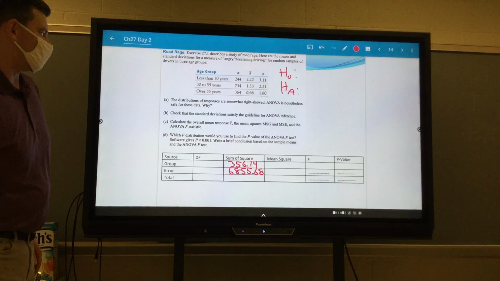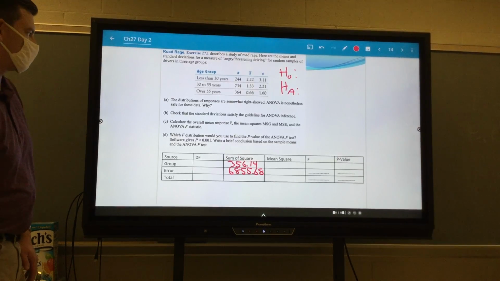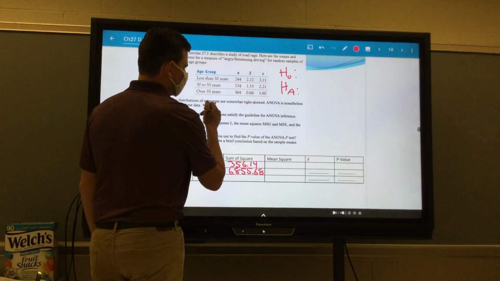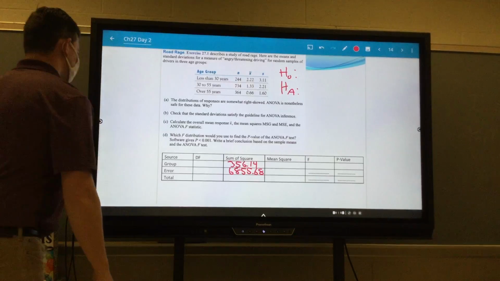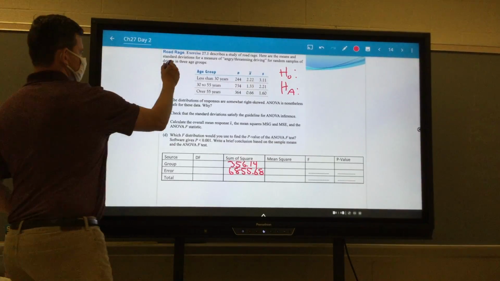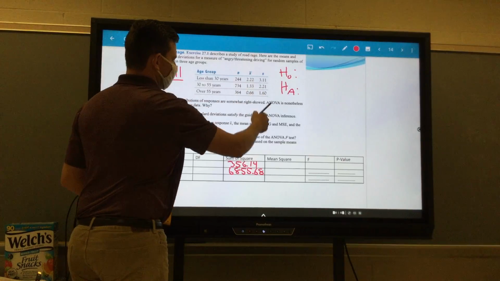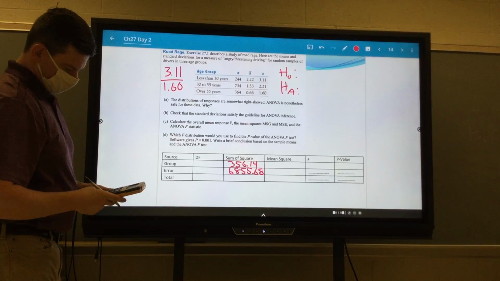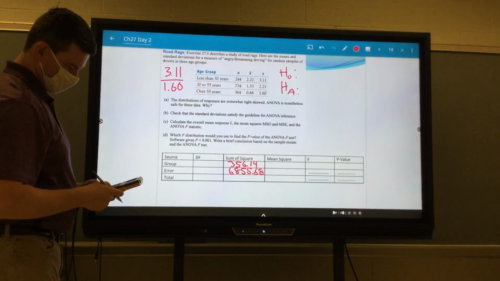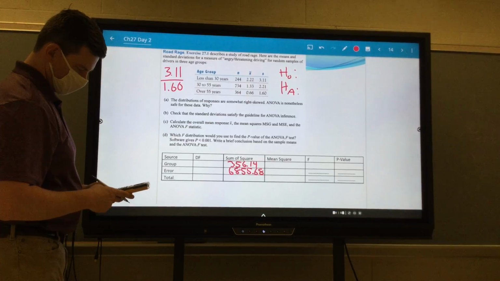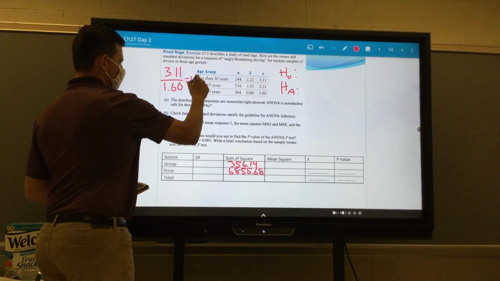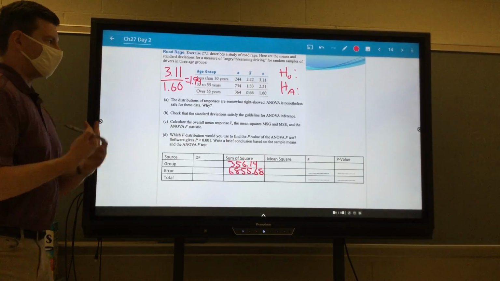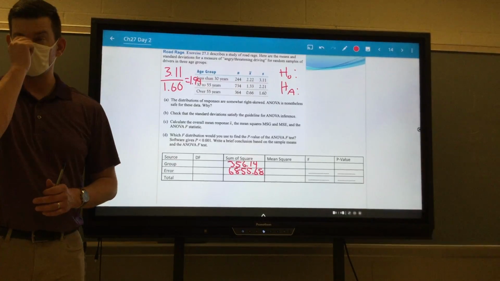Letter B, check the standard deviations that they satisfy the guideline for this ANOVA inference. Well, we have our big standard deviation is 3.11. Our small standard deviation is 1.6. So you can see that, yes, we are going to get a number that is less than 2. Yeah, 1.94. Our conclusion should be pretty accurate for this test.